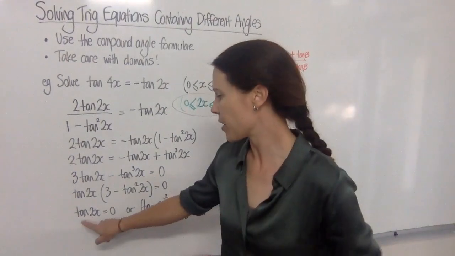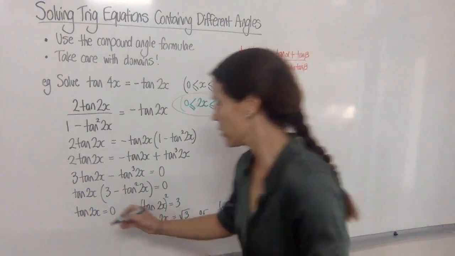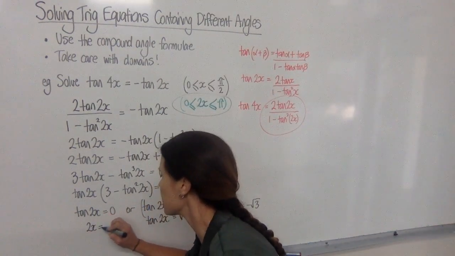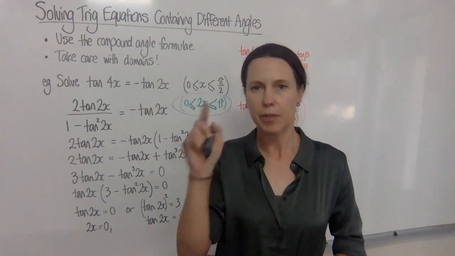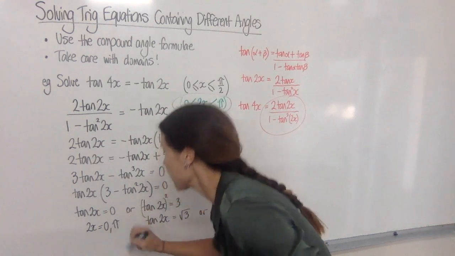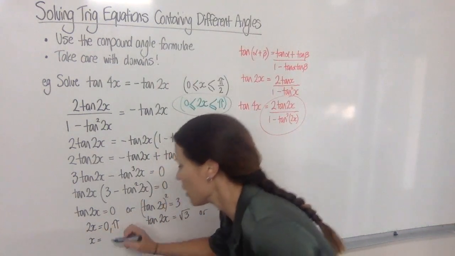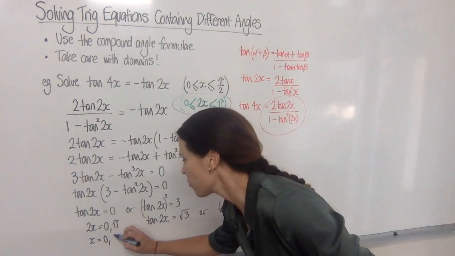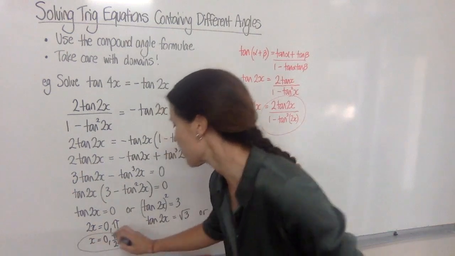Now, if I'm thinking the tan of something is 0, I know that the tan of 0 is 0, so clearly 2x could be 0, but I also know that the tan of pi is 0. 0, pi, 2 pi, 3 pi, going across like that. So pi is another possibility for 2x. Halving both of my answers there, half of 0 is still 0, and half of pi gives me pi on 2. So I've got those two solutions there.